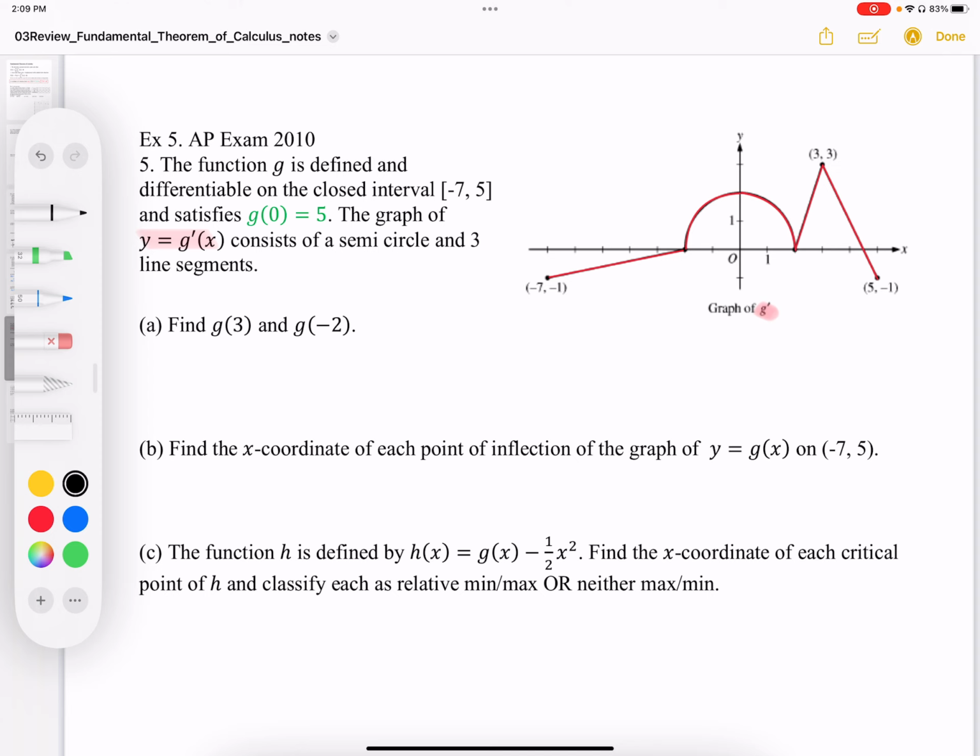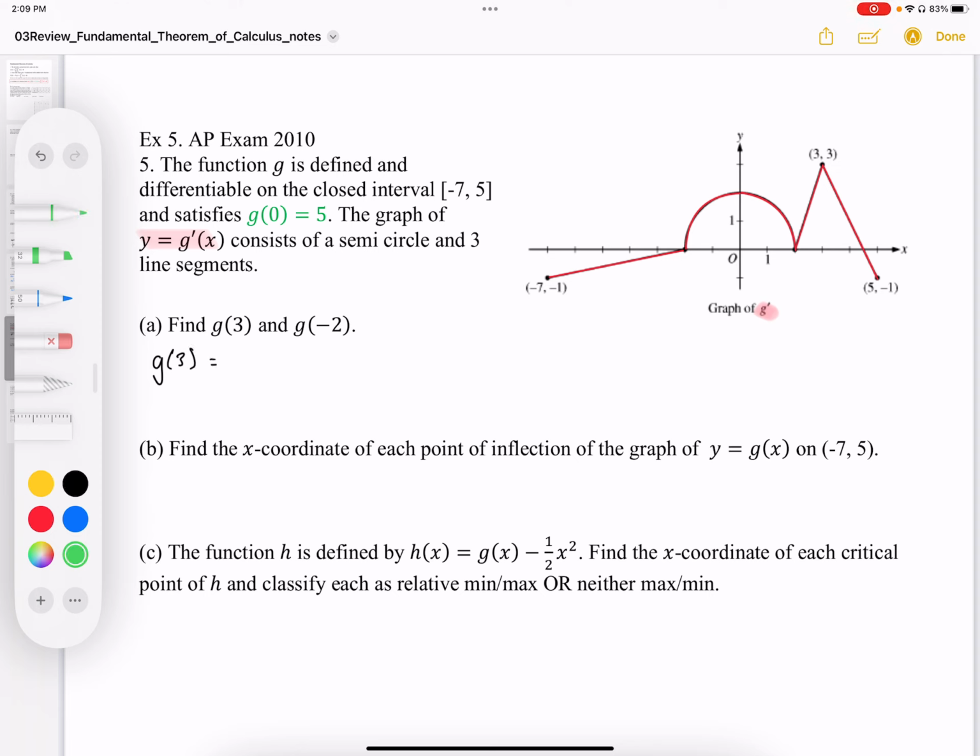Okay, so g is differentiable, meaning that g prime is defined for all values of x in that interval, and that's true here, so it's continuous. And we're asked to find the g value at x equals 3. So again, we want to find the g value at 3.